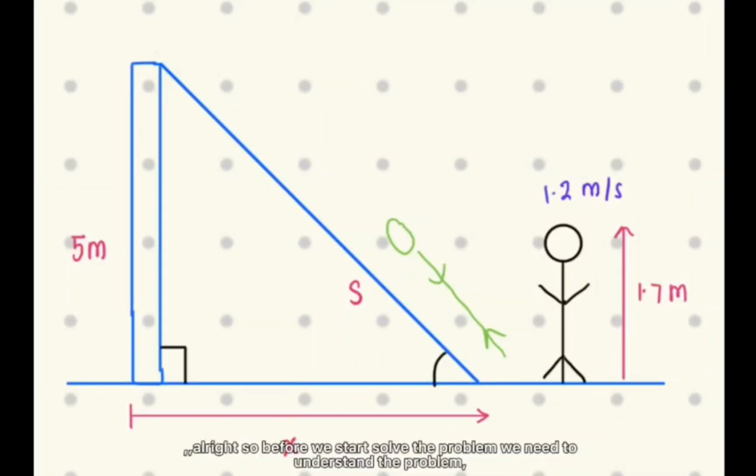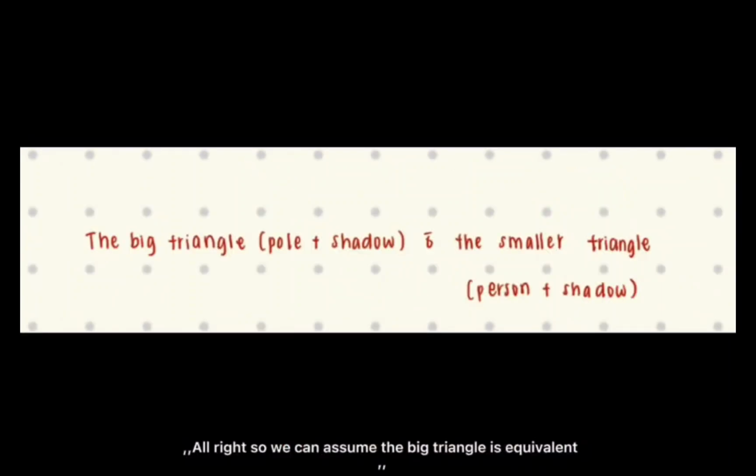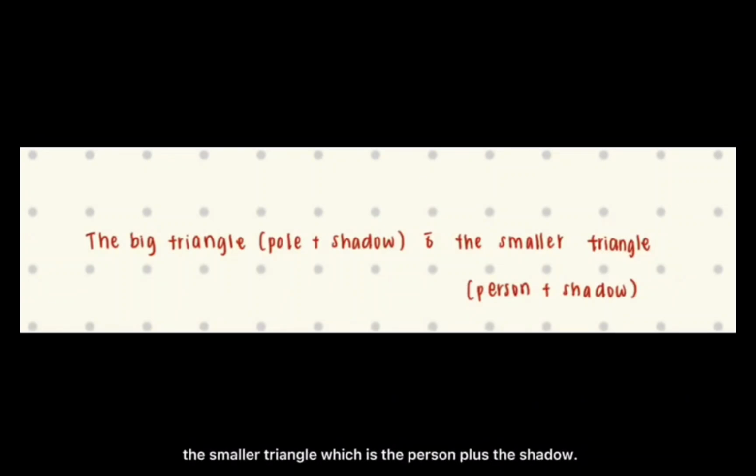Alright, so before we start solving the problem, we need to understand the problem. To do that, we need to draw the diagram to visualize the problem more. So here we draw a triangle, and the man and his shadow. And then we label all the items given in the question. Alright, so we can assume the big triangle is similar to the smaller triangle, which is the person plus the shadow.